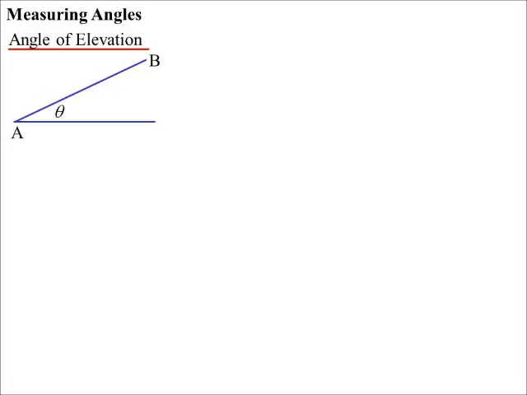Measuring angles. Angles of elevation. Elevate means to lift. And so that would be an angle of elevation. How do we say it? The language of it is, it's the angle of elevation of B from A. So it's of what you're looking at from where you are. So that'd be angle of elevation of B from A.